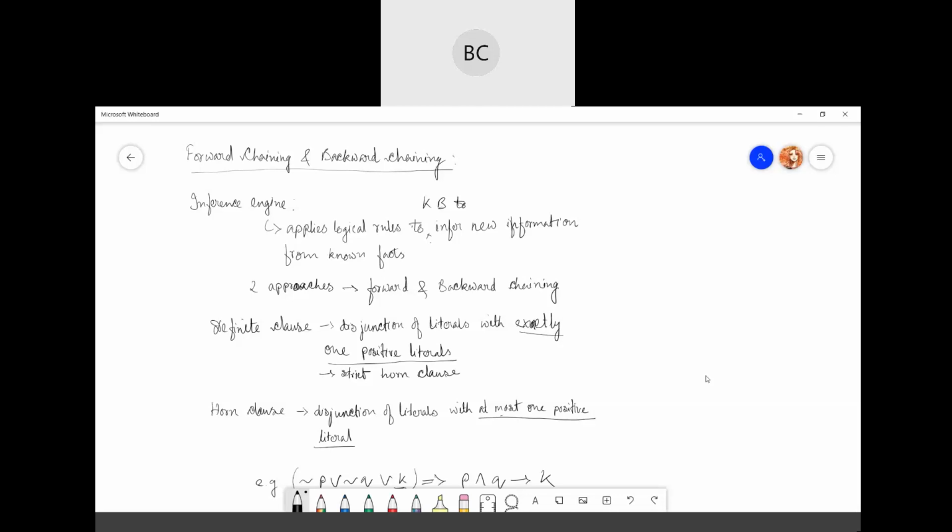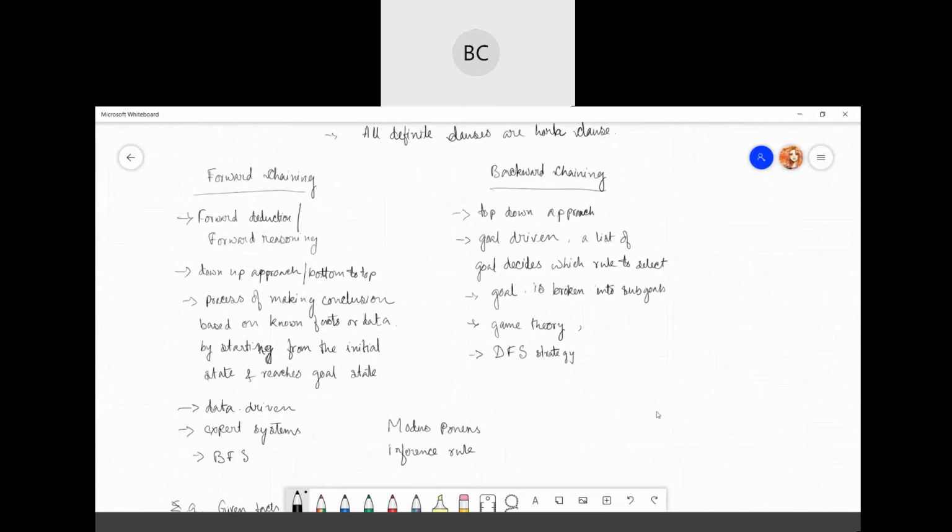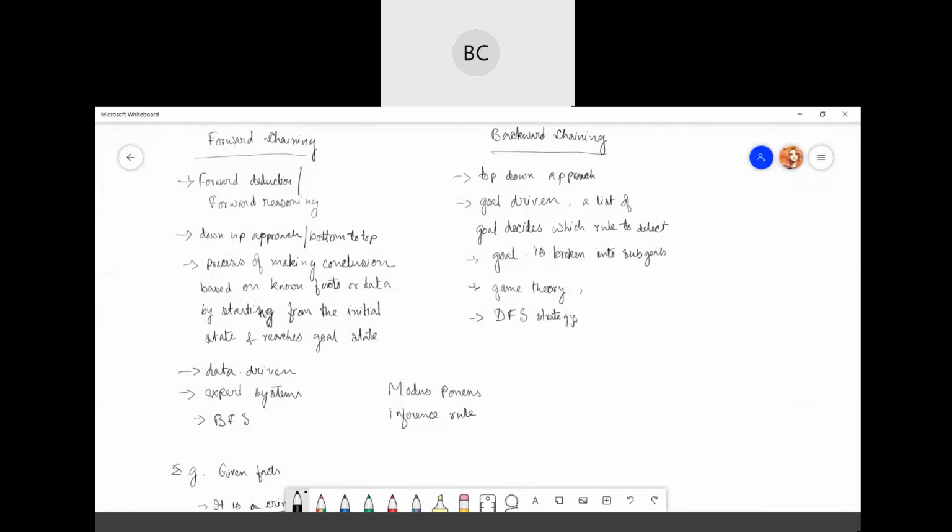Then backward chaining starts with the goal and works backward to determine what facts must be asserted so that the goal can be achieved. So your backward chaining always starts from the backside, that is from the goal. Then it will go back to check which facts can be true for that particular goal. So your backward chaining uses the DFS strategy and forward chaining uses BFS.